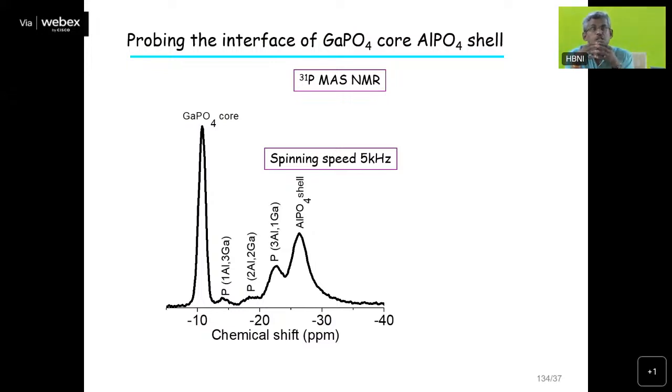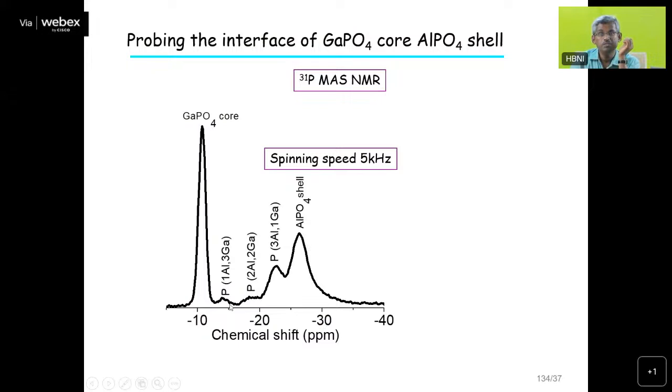So by this procedure and using suitable concentrations and suitable stabilizing ligand, you can make a gallium phosphate core covered with an aluminium phosphate shell. This has been confirmed not by NMR alone, but by other techniques also. There is a gallium phosphate core covered with the aluminium phosphate shell. So if you have a gallium phosphate core, then we have a chemical shift value. You can see here the chemical shift value is around -10 or -9 ppm. And we have the aluminium phosphate shell, which is coming around -27 ppm.